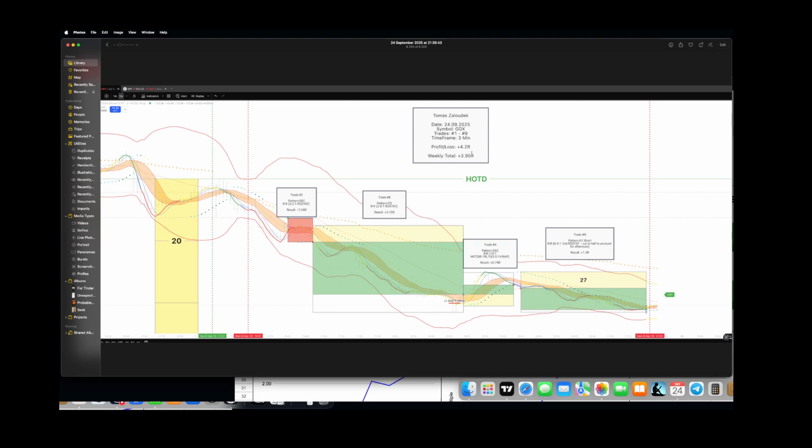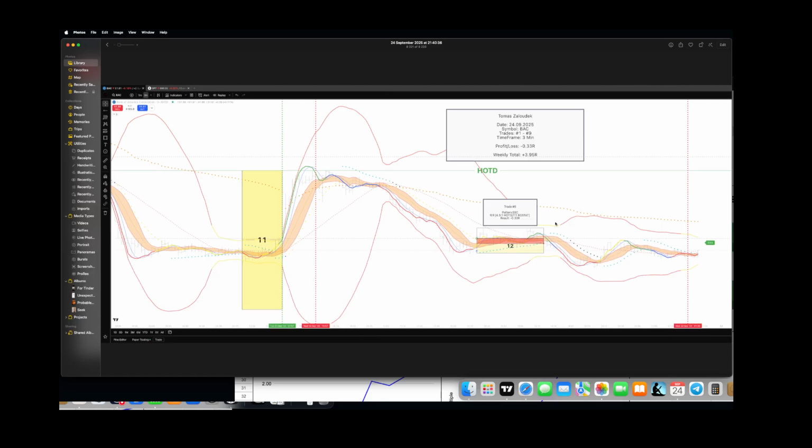So overall, 4.2R for this symbol. That's great, and I'm really happy with the way I traded it. I tried to get as many trades as possible, and you can see I'm trading it throughout the whole day, which is what I feel is a perfect trade.